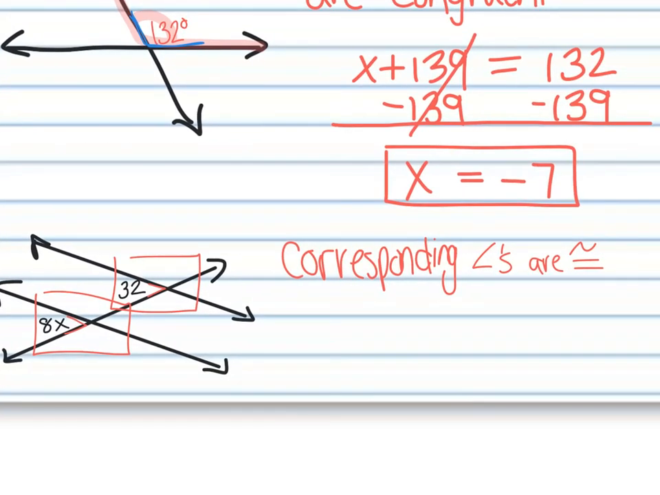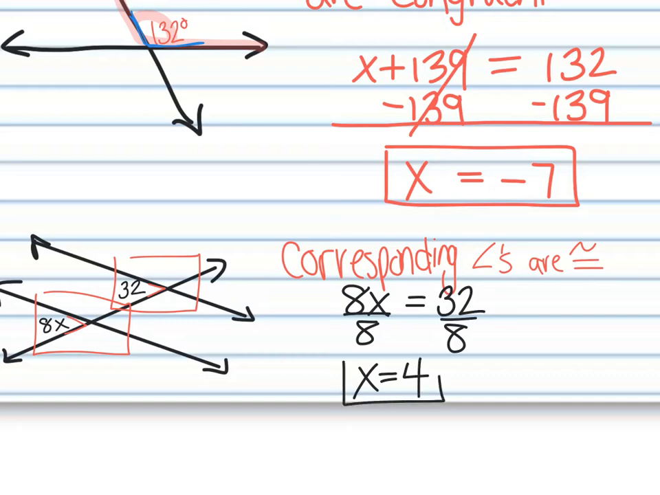And so I know that these two are equal to each other, so I can write my equation: 8x is equal to 32. So 8x equals 32. Again, I set them equal to each other because corresponding angles are congruent. They're both the small angle in the picture. So all I have to do is the opposite here. I have 8 times x. The opposite of multiplying is divide. So when I divide both sides by 8, I get x equals 4.